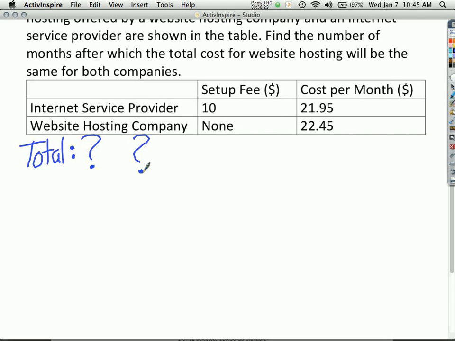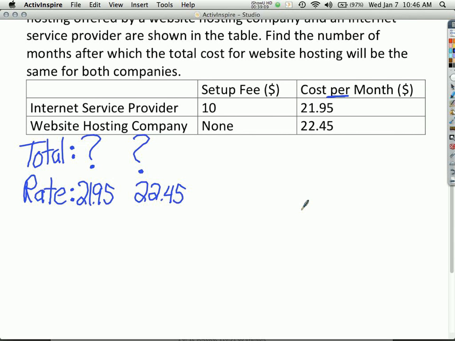So what's something else I ask you to find when working in a real-world scenario? Alex? The rate. Very good. So maybe there's a rate in here. Is there a rate for anything? Catalina? For the internet service provider, the rate is 21.95, and then for the website hosting company is 22.45. That's right. Those are the rates because that's the cost per month. That right there is a clue. Per month. That's a rate.